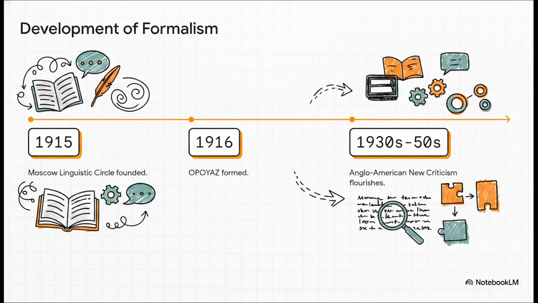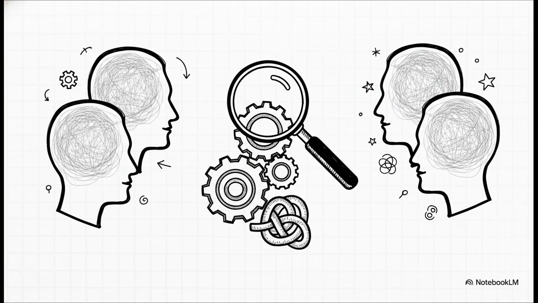Fast forward a few decades, and this theory travels over to the West, evolving into what we call Anglo-American New Criticism between the 1930s and 50s. And here are the masterminds behind our toolbox. You've got the Russian pioneers like Victor Shklovsky and Roman Jakobson on one side, and the American New Critics like John Crowe Ransom and Cleanth Brooks on the other. The New Critics are super famous for emphasizing this idea of close reading. Cleanth Brooks, for instance, argued that poetry gets its true power from paradox, irony, and tension, and he completely rejected the notion that we should care at all about what the author originally intended to say.